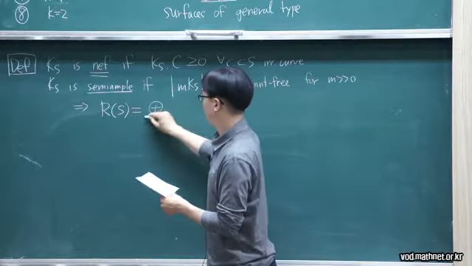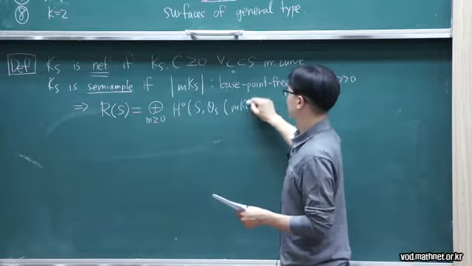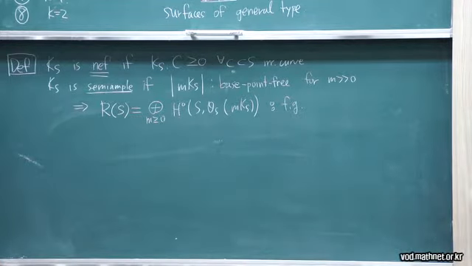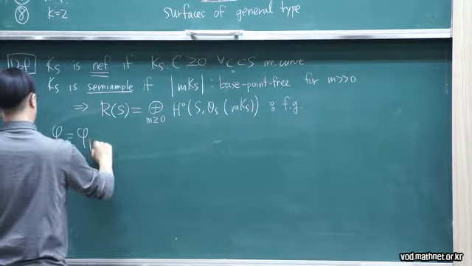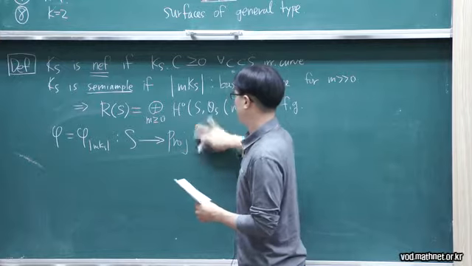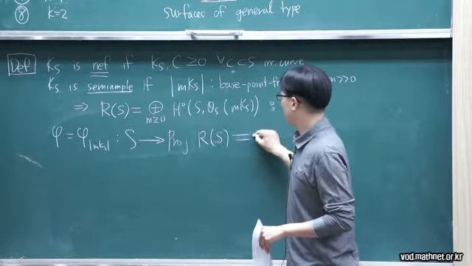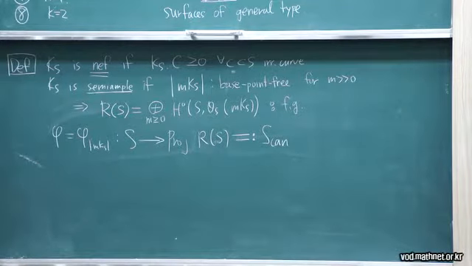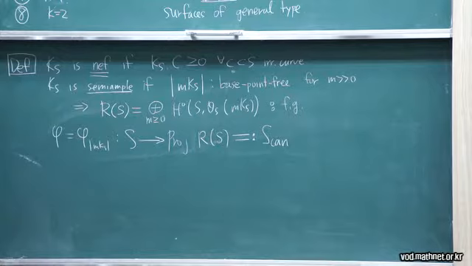consider this canonical ring. Then one can see that this canonical ring is finitely generated. I mean, this is a finitely generated K-algebra. So we can take the Proj. So actually, this map is well defined, and we denote this target space by S sub can. So if K_S is nef and K_S is semi-ample, then we can define this map, and the image of this map is called S_can, the canonical model.